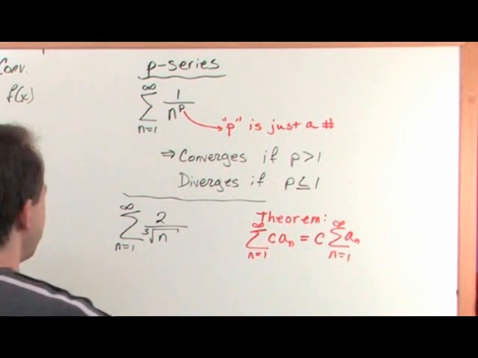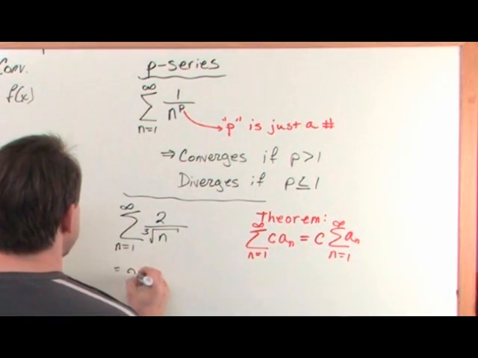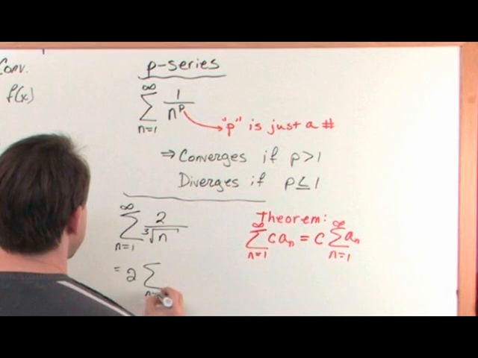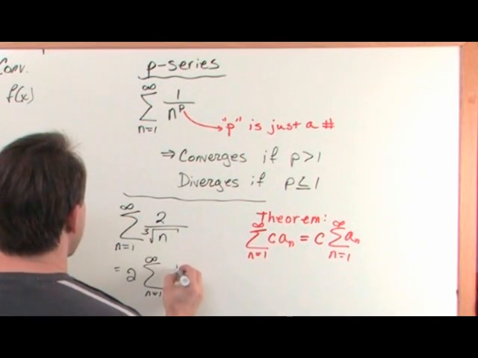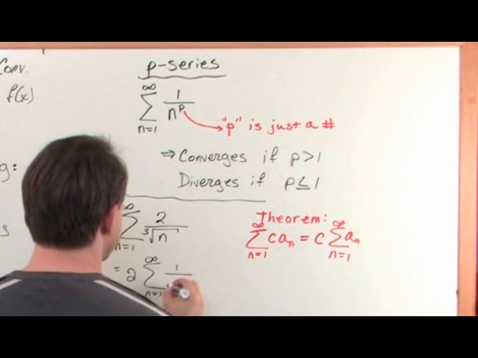The reason I bring it up is because look at this one, you have a 2 on the top. So I can rewrite this as 2 times the summation from n is equal to 1 to infinity of 1 over the cubed root of n.